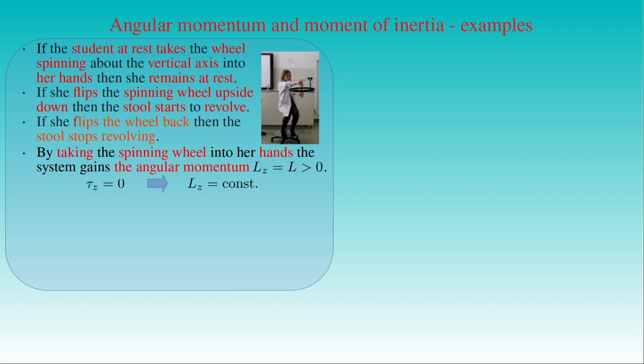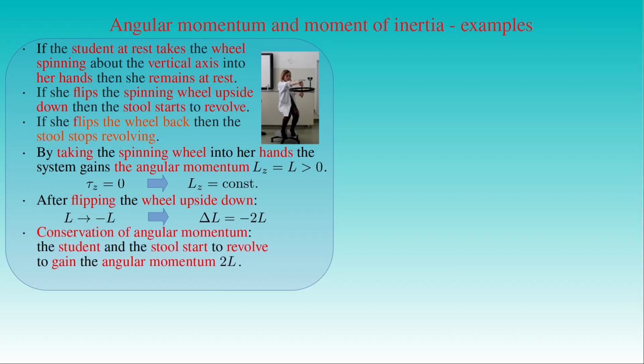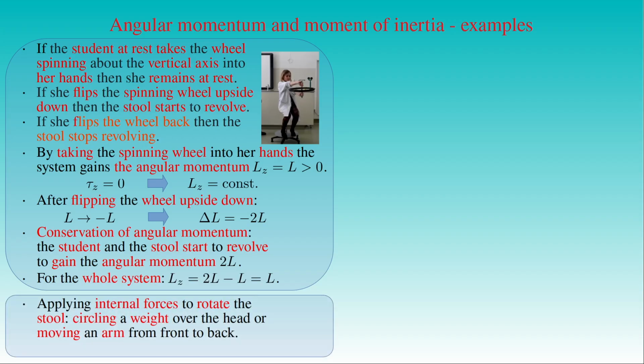However, when the spinning wheel is turned upside down, its angular momentum changes from plus L to minus L, that is, the change in it is equal to minus 2 times L. The law of conservation of angular momentum causes the student with the stool to start to revolve so that they can gain the angular momentum of 2 times L, which holds the total angular momentum Lz of the system constant. The student sitting on the revolving stool at rest can also rotate the stool by applying internal forces.